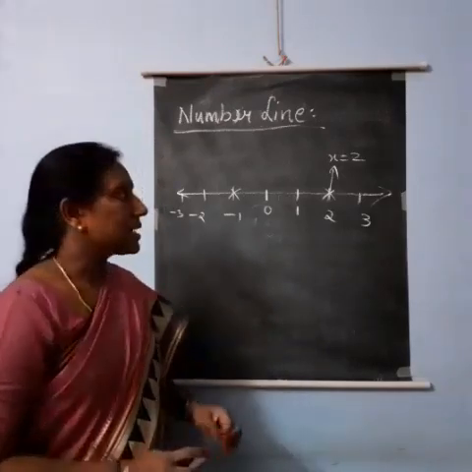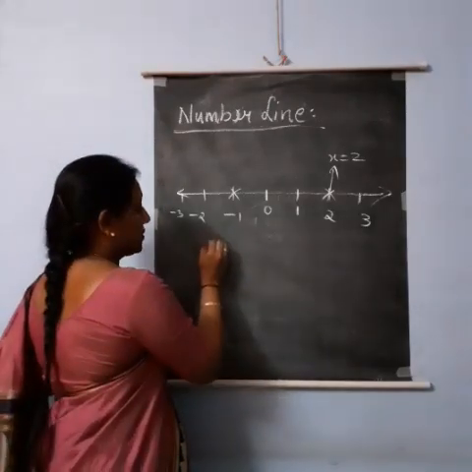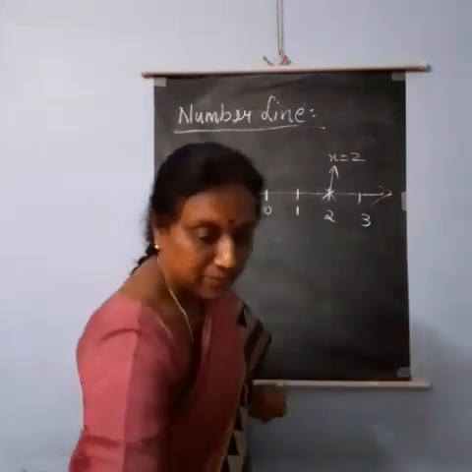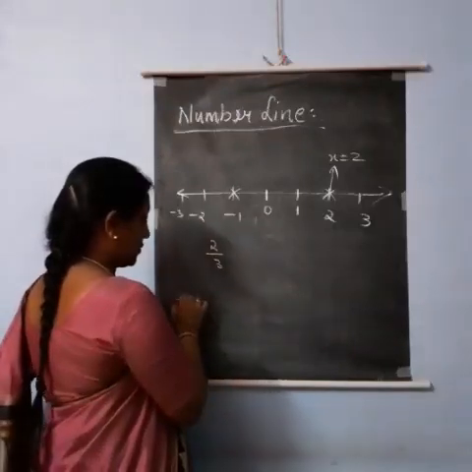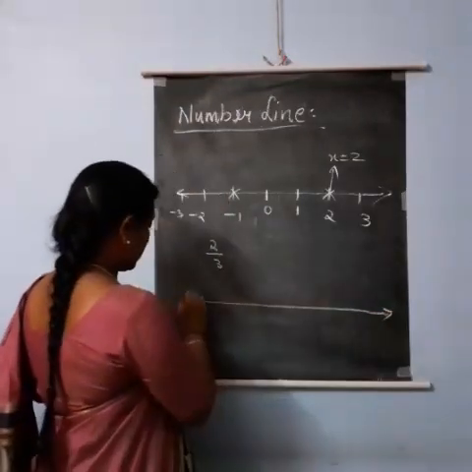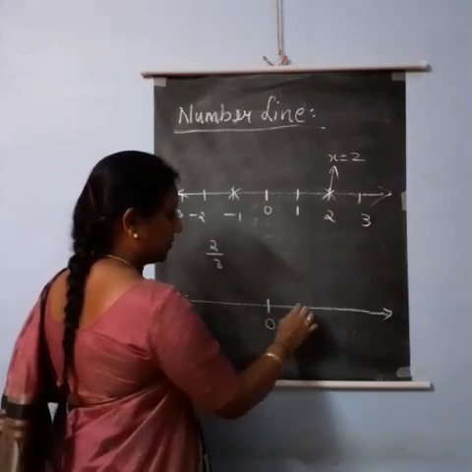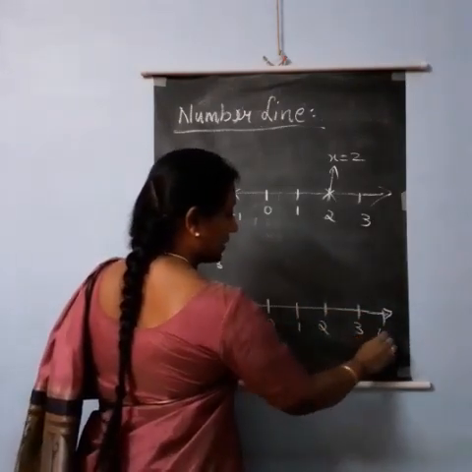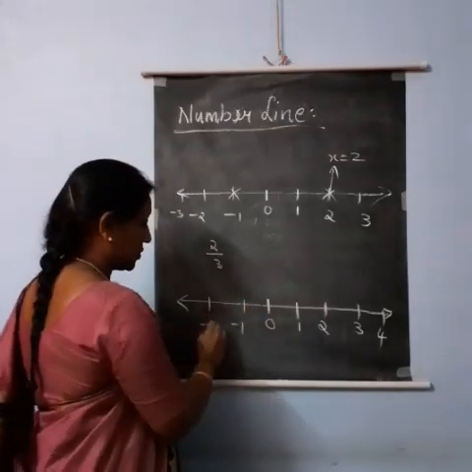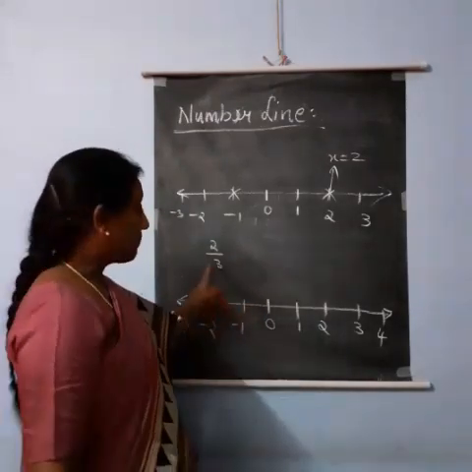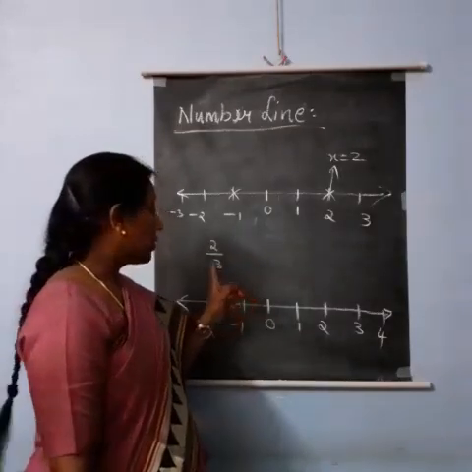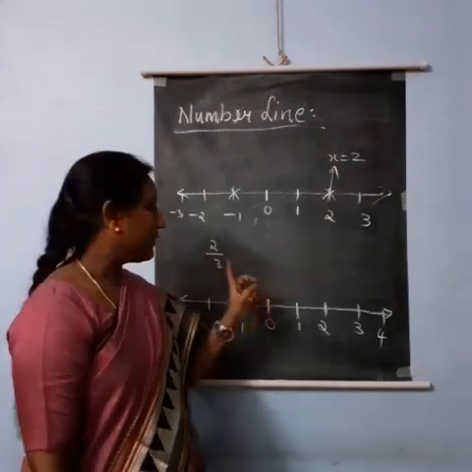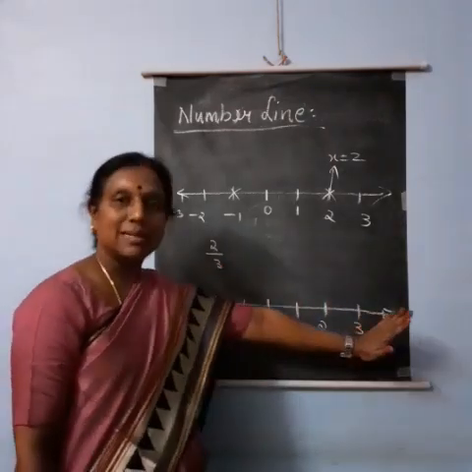Okay. Now supposing I want to mark 2 by 3. So if I want to mark 2 by 3, what I have to do is, first I have to draw the number line, and we'll have 0, 1, 2, 3, 4. Here you have minus 1, minus 2, right? Now when it is a proper fraction, it will always exist between 0 and 1. Understand? When we have an improper fraction, it will go on to the next part.